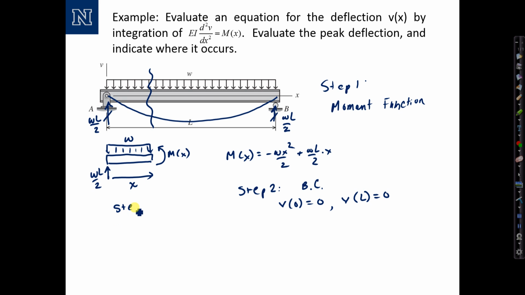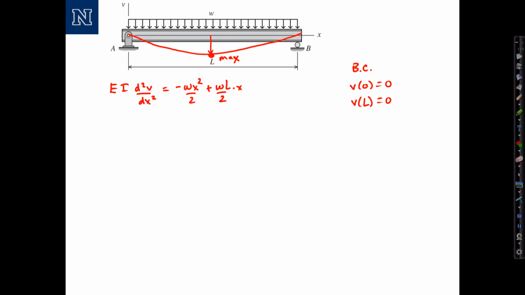Step 3, we will integrate the beam equation. So let's summarize the beam equation for this case. EI d squared v by dx squared equals M of x, which in this case is negative wx squared over 2 plus wL over 2 times x. Let's go to a clean screen. We have the beam equation and the boundary conditions.